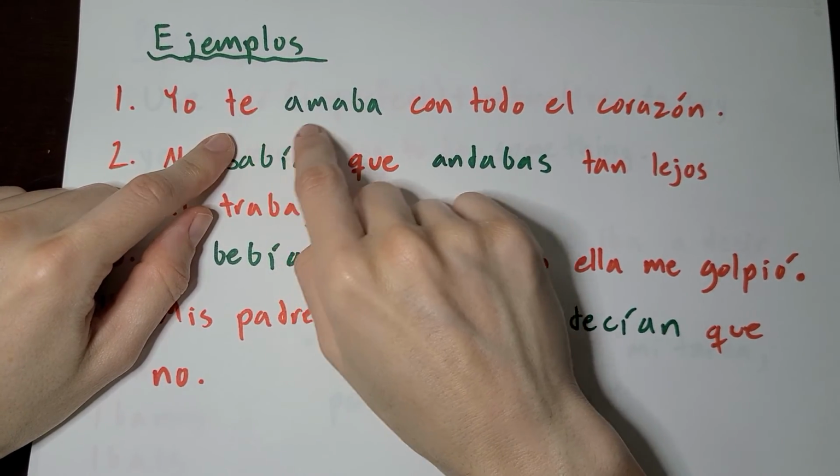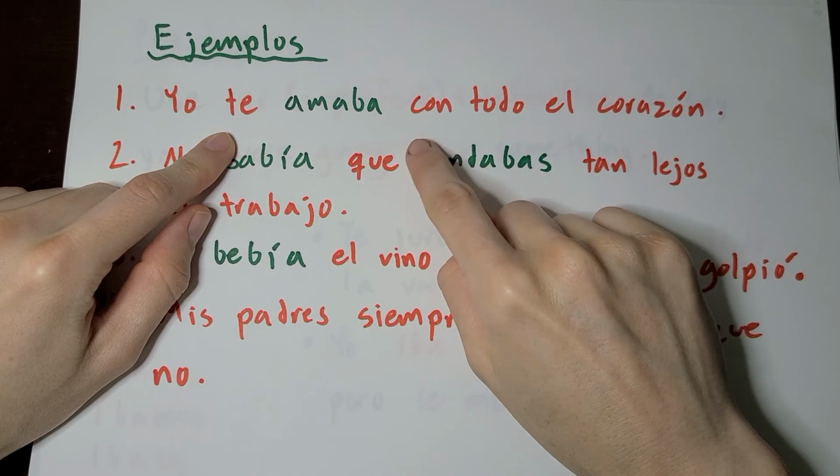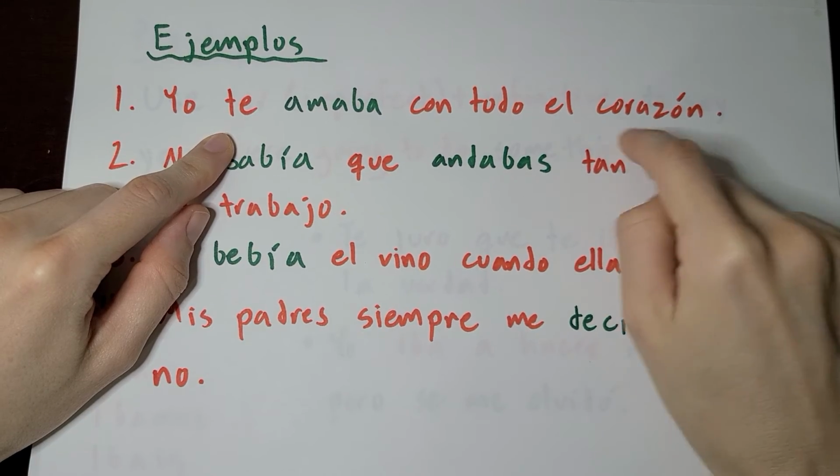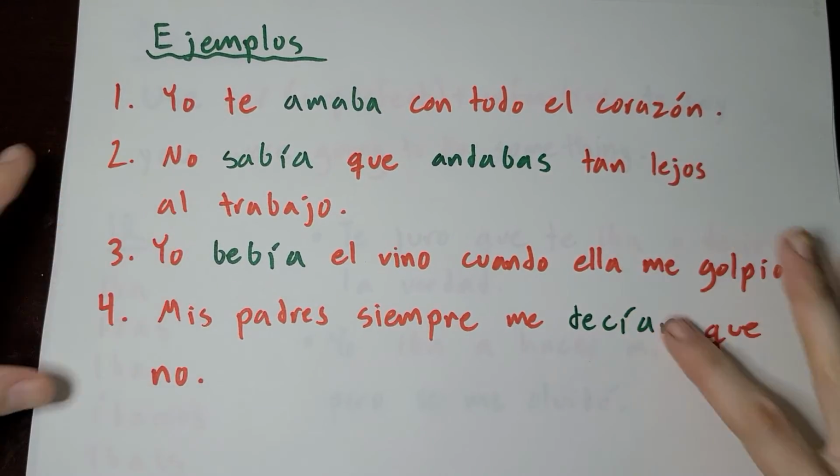The te is telling you who the amar is happening to. Con todo, with all, el corazón, the heart. But you understand from the context it's my heart.